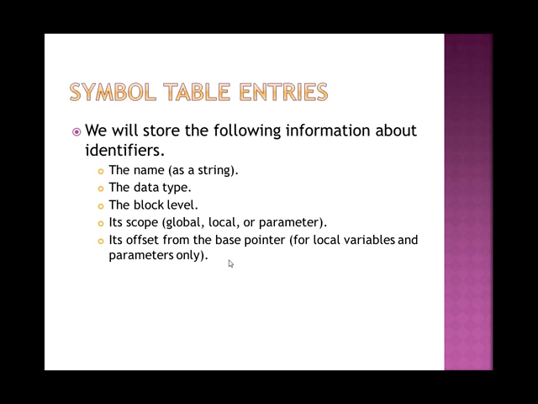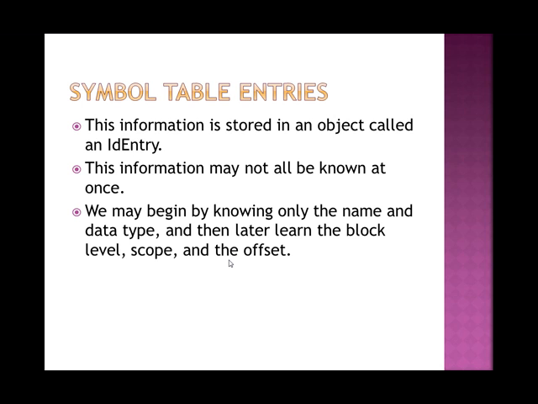So the symbol table contains the following entries, and it contains all the information about the identifier, about the module, for example M. This says this information is stored in an object known as the ID entry. So all the relevant information which I discussed in the last slide is stored in an object known as the ID entry.